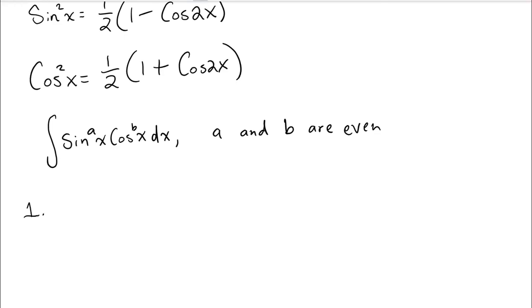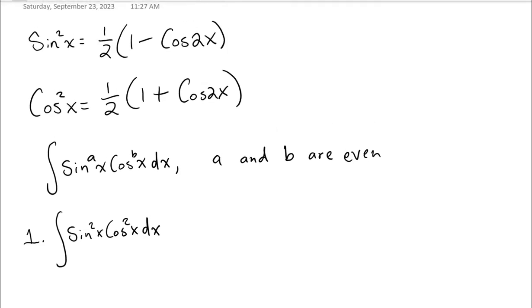The example is going to be the integral of sine squared of x times cosine squared of x dx. Now, using these identities up here, sine squared of x is equal to 1/2 times 1 minus cosine 2x, and cosine squared of x is equal to 1/2 times 1 plus cosine 2x.